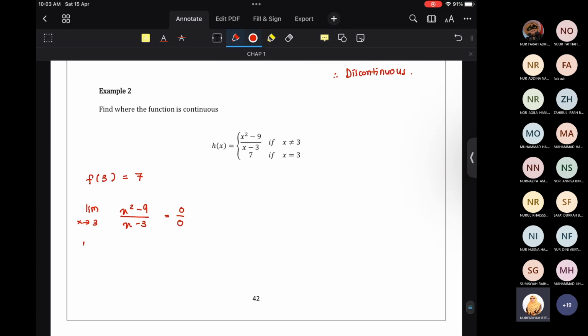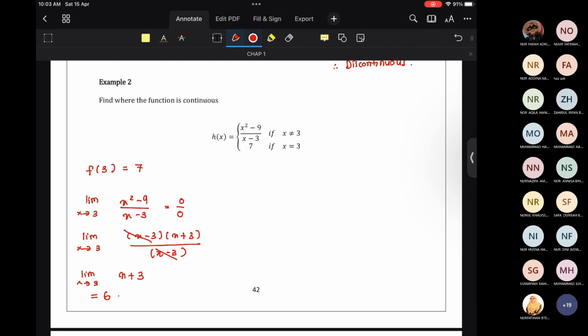So limit x approaches 3, we factorize the upper part: (x minus 3)(x plus 3), and the bottom part is x minus 3. So we can cancel x minus 3. It is just left with the limit as x approaches 3 of x plus 3. Substitute the 3, and you will get the answer equal to 6.